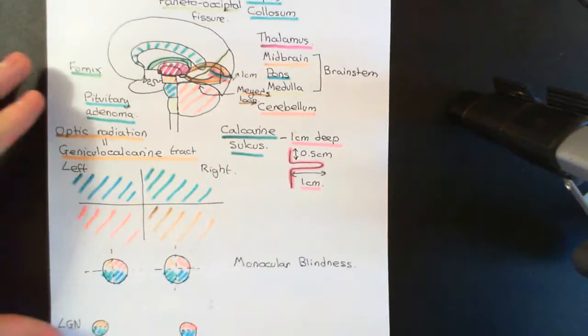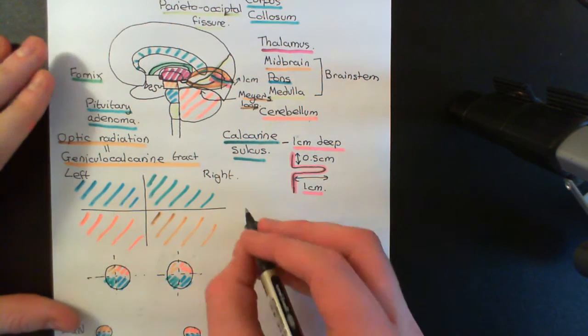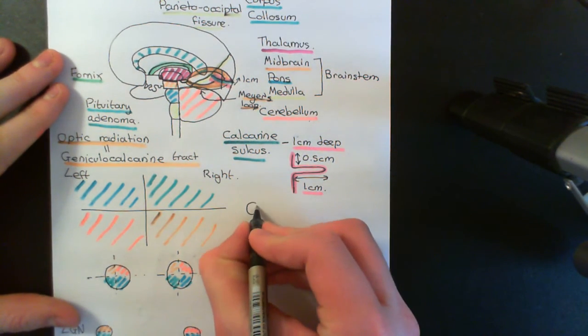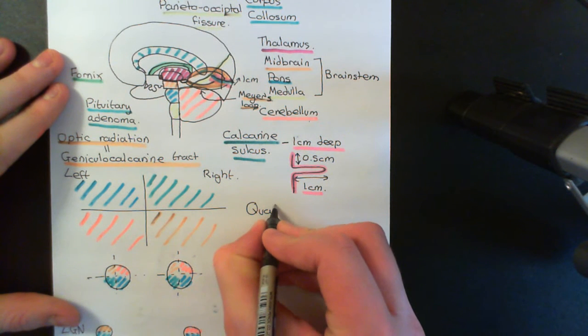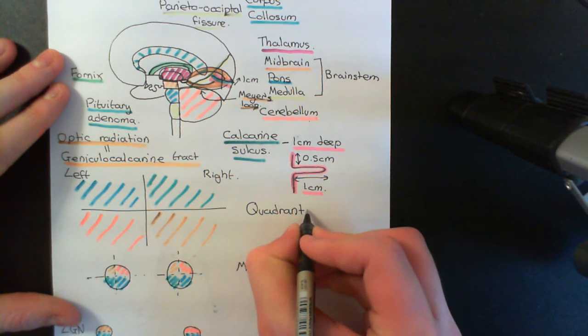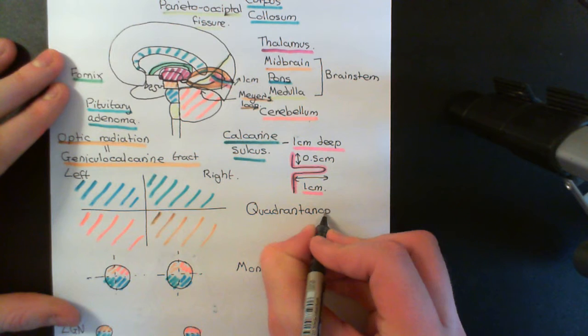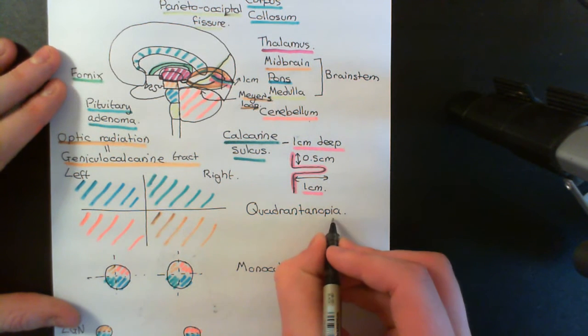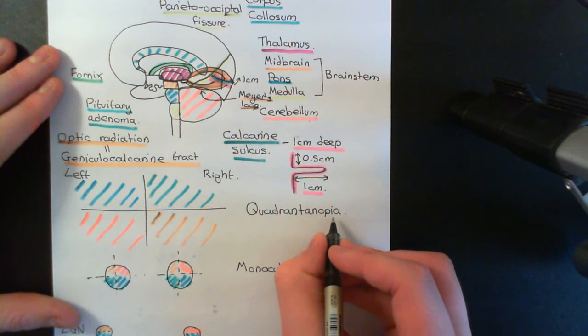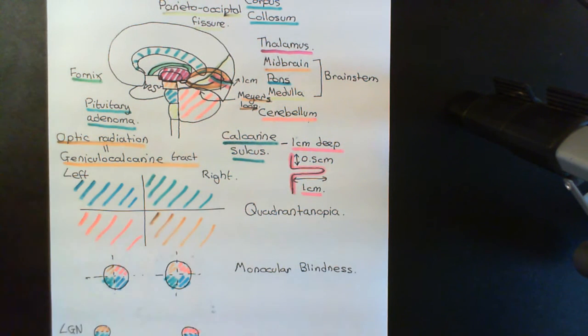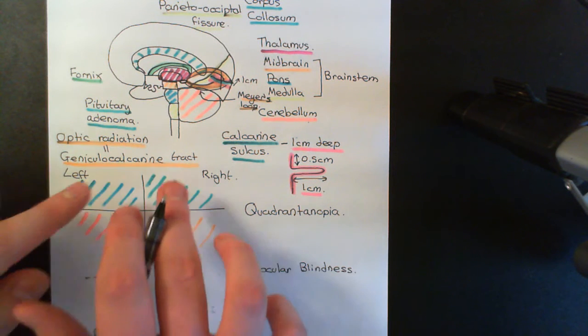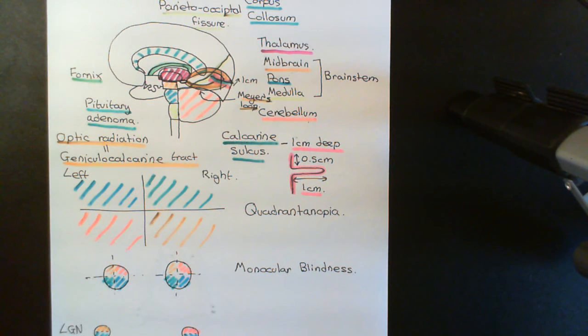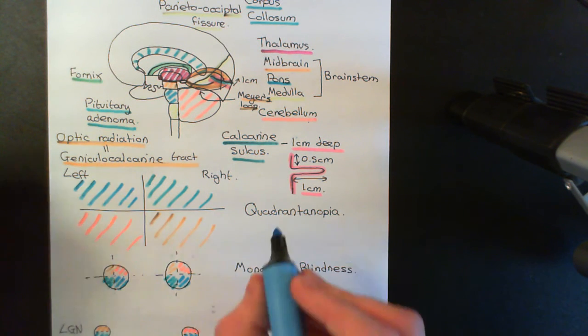Okay, right, the final type of lesion is the one that people find most confusing, which is the concept of a quadrantanopia. Now, a quadrantanopia means that you have lost a quadrant of the visual field and you're going to lose it in both eyes. Okay, so there are 4 different possible quadrantanopias corresponding to these 4 different quadrants of the visual field, and they occur because of lesions to the optic radiation.